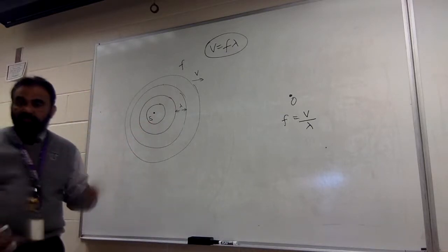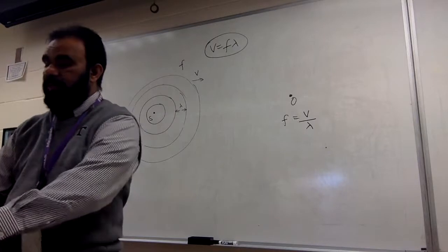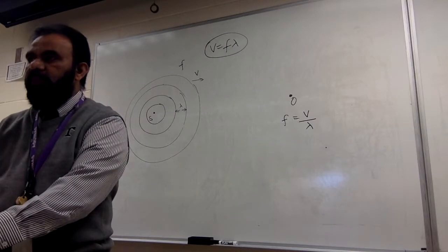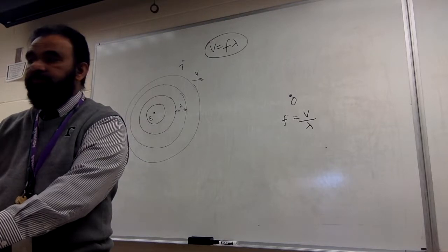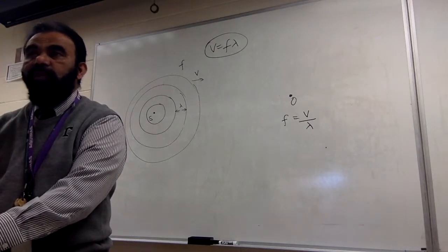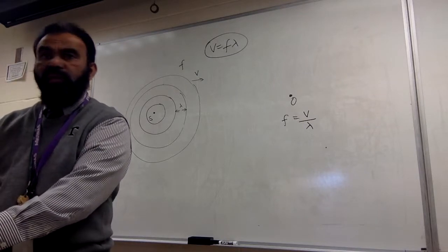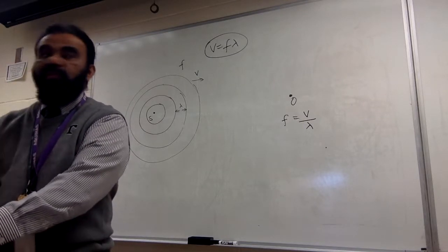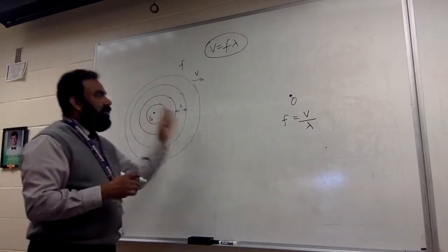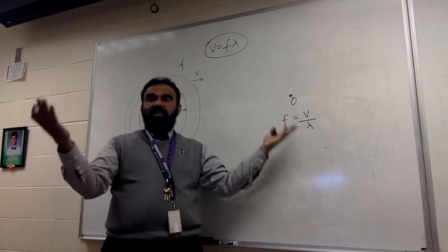Correct? So if I'm sending a wave to you like that, I'm the source. I'm creating a frequency of 256 hertz, and you are the observer. You're hearing these waves coming to you at what frequency? 256 hertz. Why? Because the speed is the same and the wavelength is the same. You get it? So the frequency as heard by you is exactly the same.